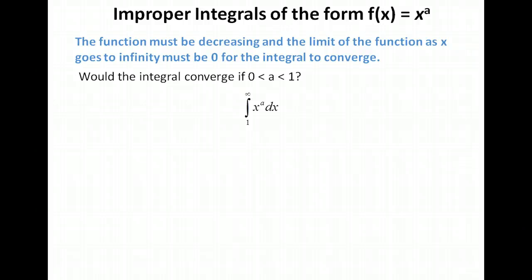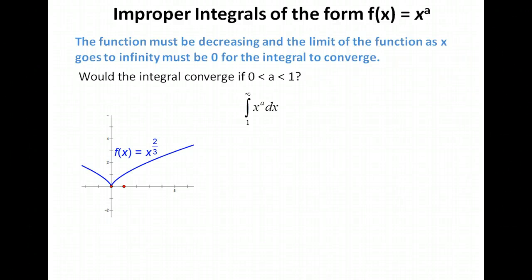Okay, so what we saw in the last slide was if it is an increasing function, the integral diverges. So we need it to be decreasing in order to converge. In addition to that, we need the limit of the function as x goes to infinity to be 0. Are both those things true if a is between 0 and 1? Let's look at some examples to find out.